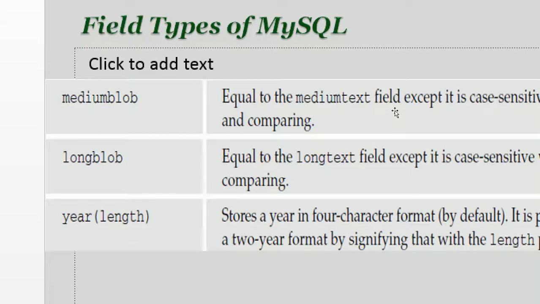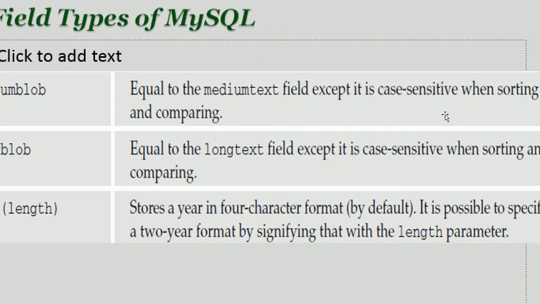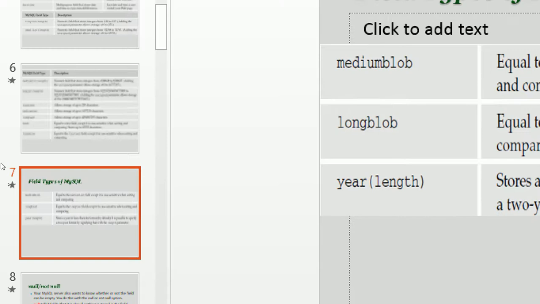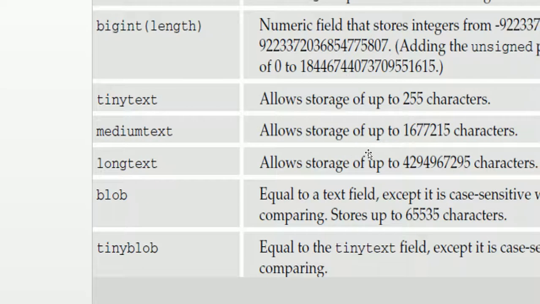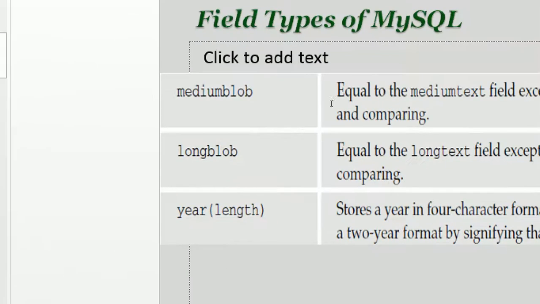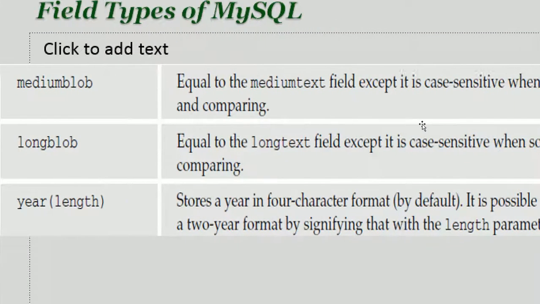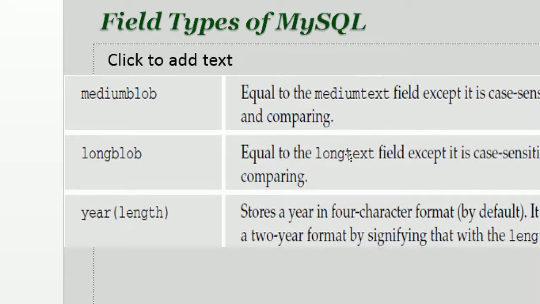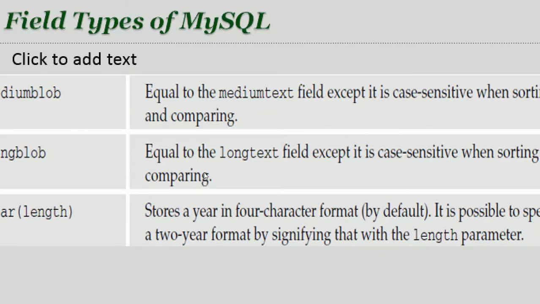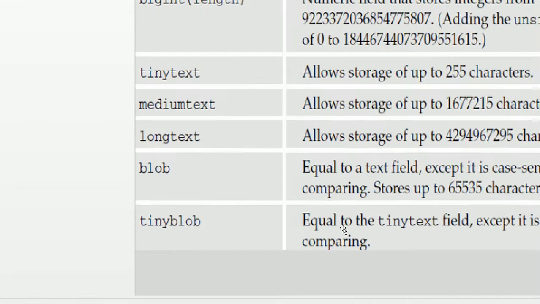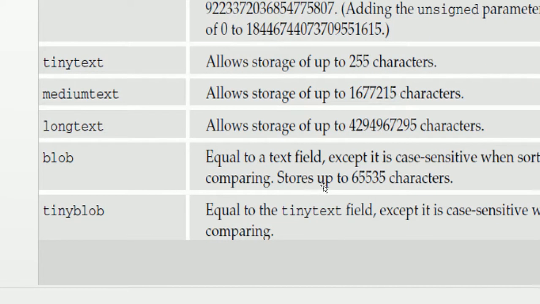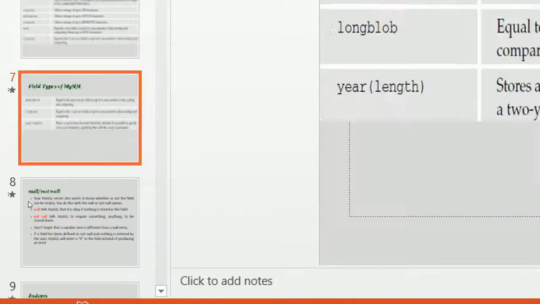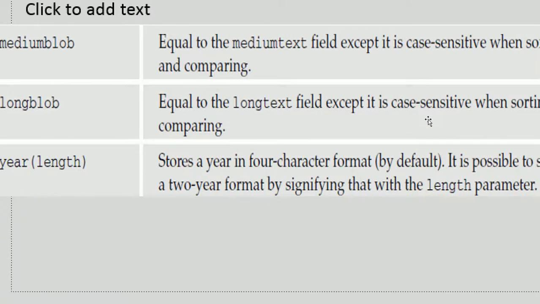And a few more are medium blob. It is equal to medium text. What is the range of medium text? The range of medium text is 16777215. So its range is the same as medium text, but it is case sensitive. Long blob, if you are using this, its range is equal to long text, and the range of long text is 4294967295, but it is also case sensitive.